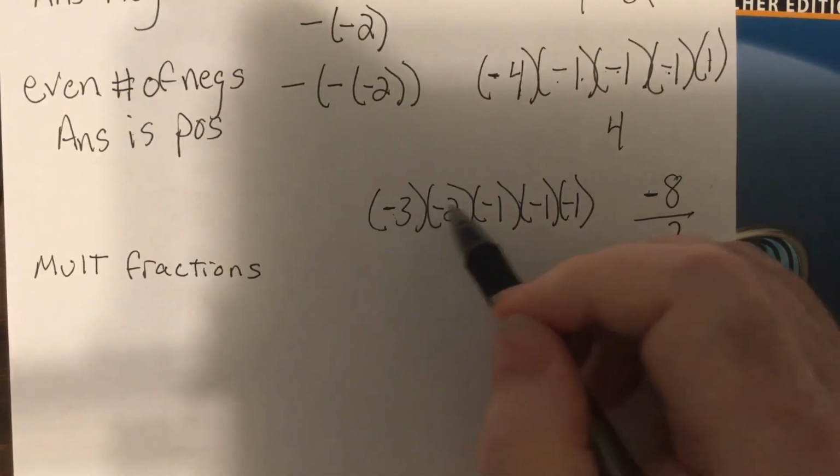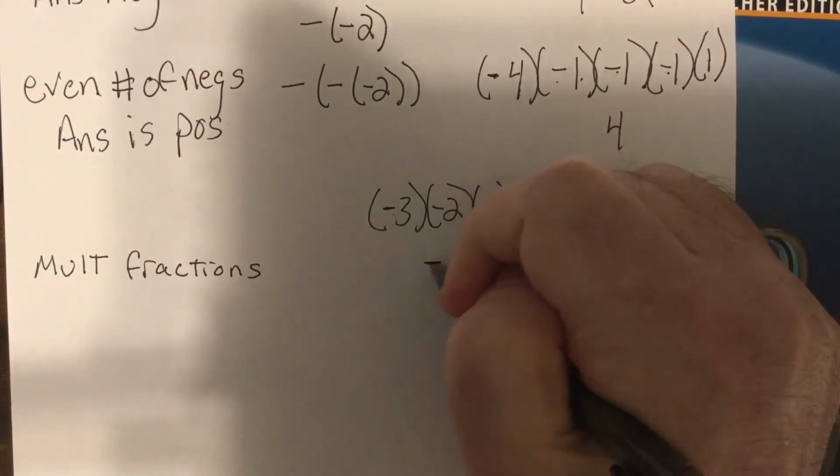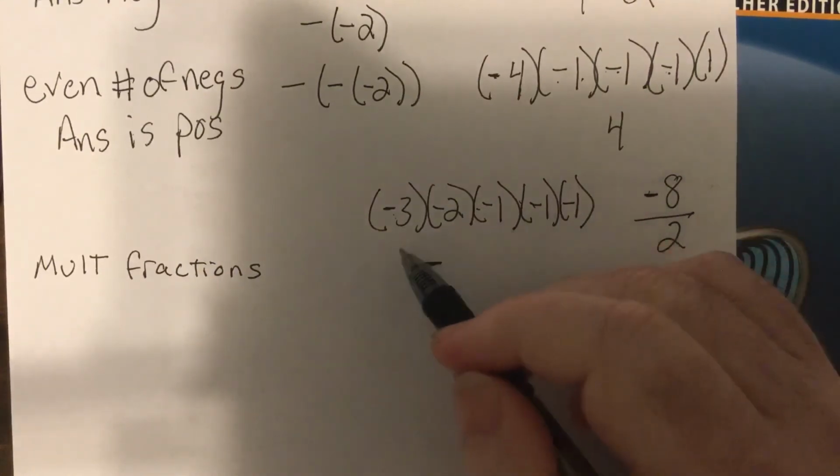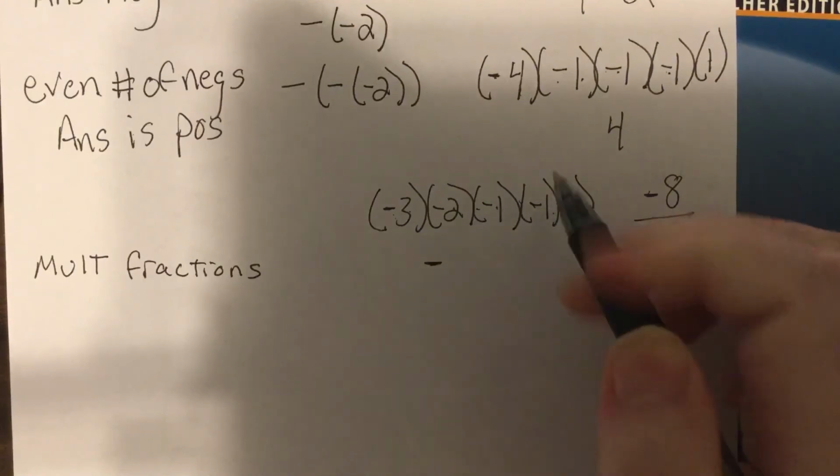So negative, negative, negative, negative, negative. That's 5 negatives. That's odd, so the answer is negative. 5 is an odd number. 3 times 2 is 6, times 1 times 1 times 1 is 6.